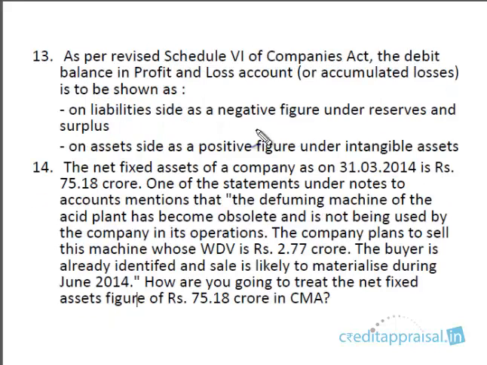So the next question is, as per revised Schedule 6 of the Companies Act, the debit balance in the P&L account, that is the accumulated losses, is to be shown on the liability side as a negative figure under reserves and surplus, or on the asset side as a positive figure under intangible assets. Again, we discussed this earlier. Earlier we used to show it on the asset side as intangible assets. But as per the revised Schedule 6, now we have to show it on the liability side as a negative figure under reserves and surplus.